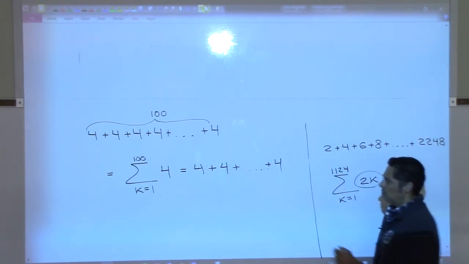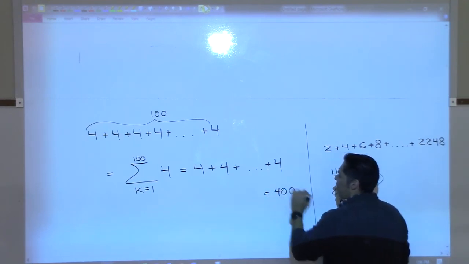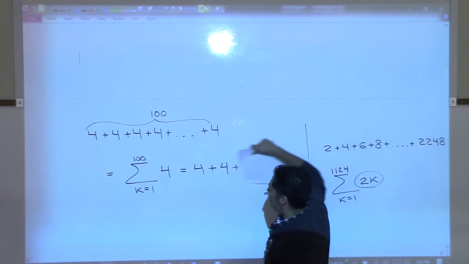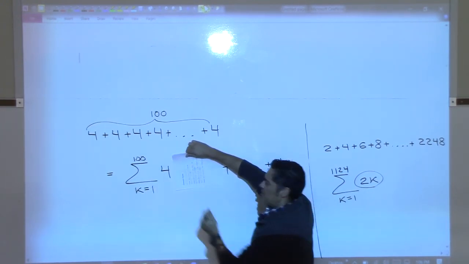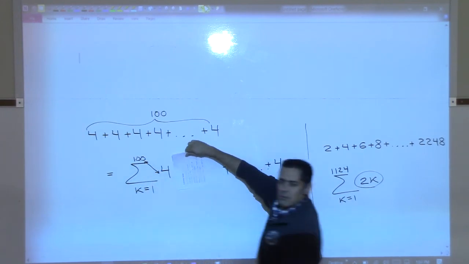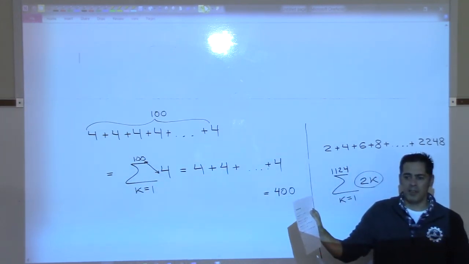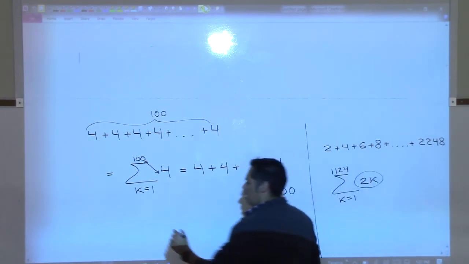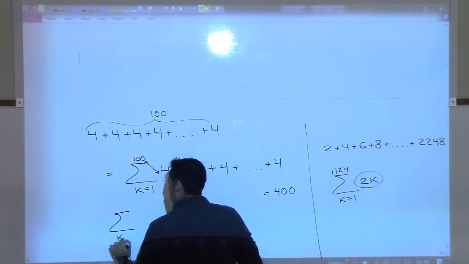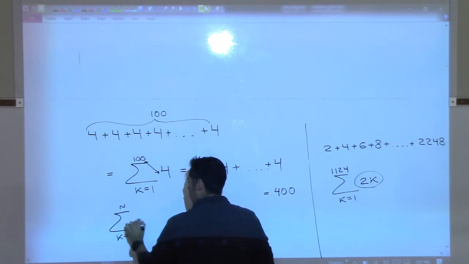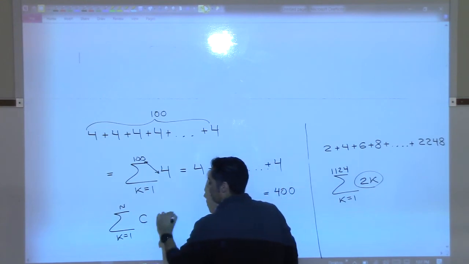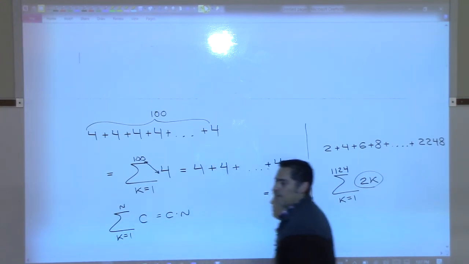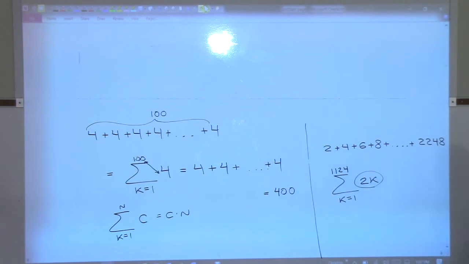What's the answer? 400. How could you get that answer by just, like, imagine you didn't have this. If you're just looking at this, how could you have gotten 400? C times n. You could just multiply those two together, couldn't you? And that's what the first formula says here. If you ever see a sum where k equals 1, starts at 1 and ends at n, and you have a constant here, c, just a constant with no k in there, then this is just going to be c times n. It's just those two multiplied. Okay? So that's the first common sum.